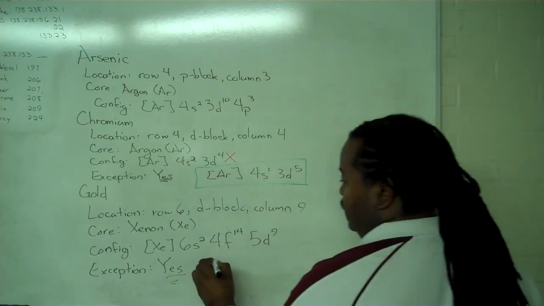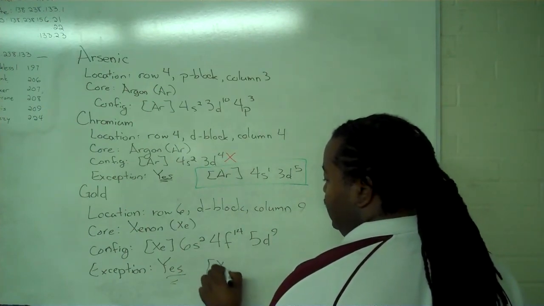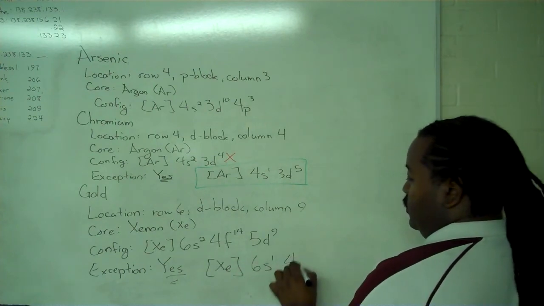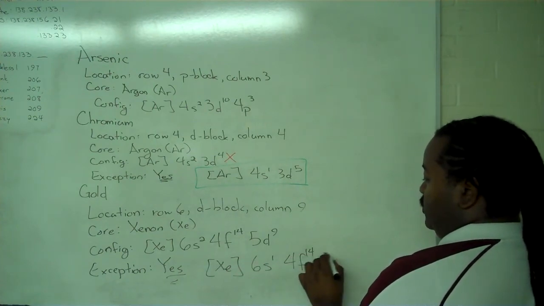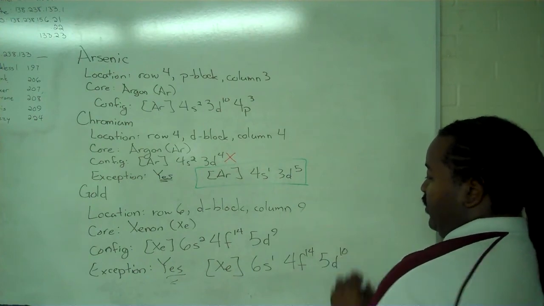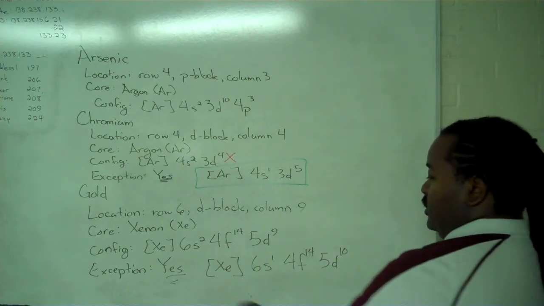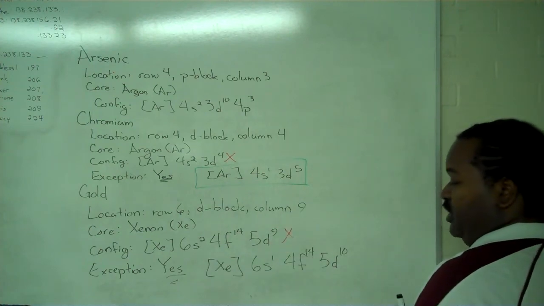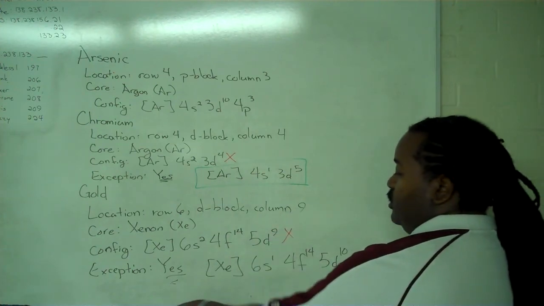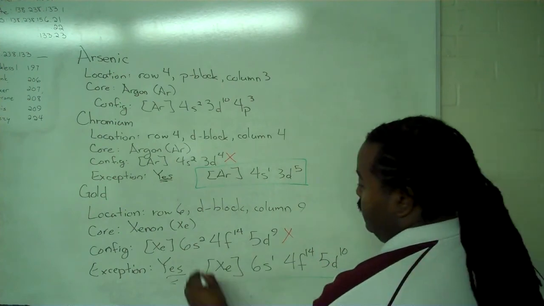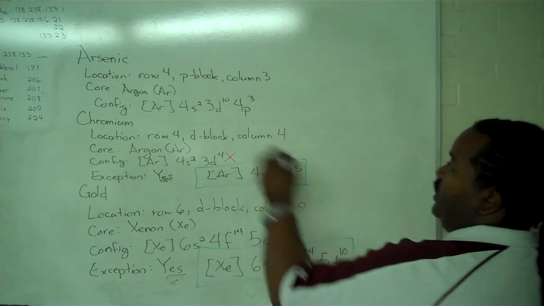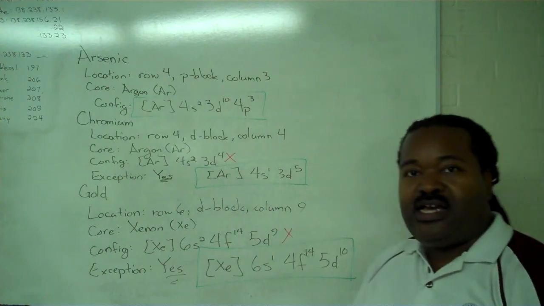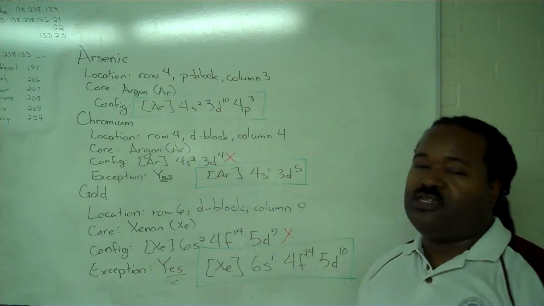The true configuration requires that we borrow an electron from the 6s. We're going to leave the 4f14 alone, but we will have 5d10. And so in this case, the configuration based solely on the rules is wrong, and our exception tells us what we should have. In this case, that's how we find our electronic configurations.